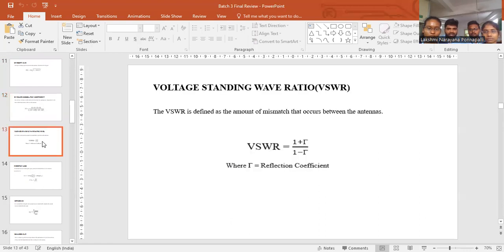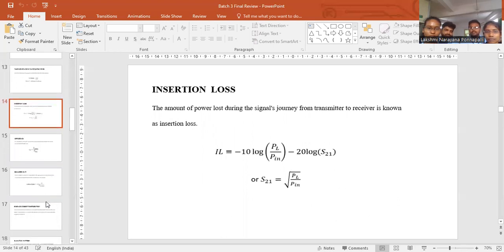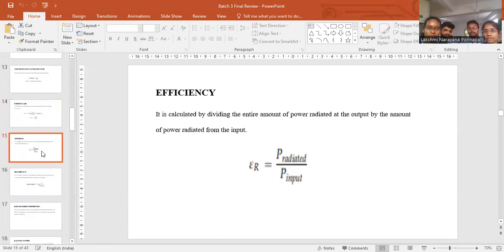Next one is voltage standing wave ratio. The VSWR is defined as the amount of mismatch that occurs between the antennas. Insertion loss: the amount of power lost during the signal's journey from transmitter to receiver is known as insertion loss. IL is equal to minus 10 log PL by PN, minus 20 log root of PL by PN. Next, efficiency. Efficiency is calculated by dividing the total power radiated at the output by the power at the input, that is, P radiated by P input.